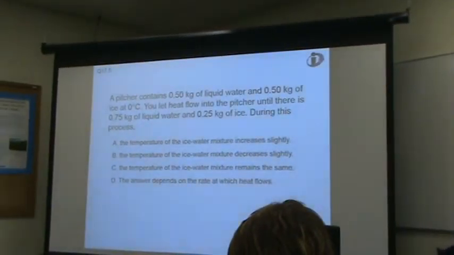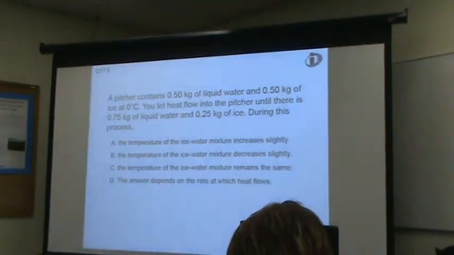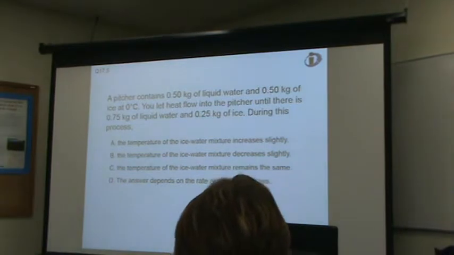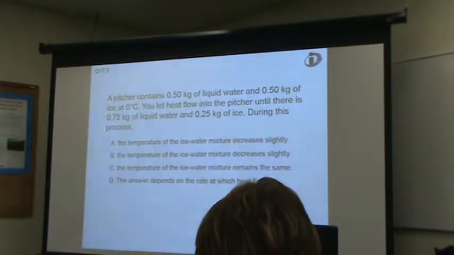17.5, a pitcher contains 0.5 kilograms of liquid water and 0.5 kilograms of ice at 0 degrees Celsius. You let heat flow into the pitcher until there is 0.75 kilograms of liquid water and 0.25 kilograms of ice. During this process, what happens?